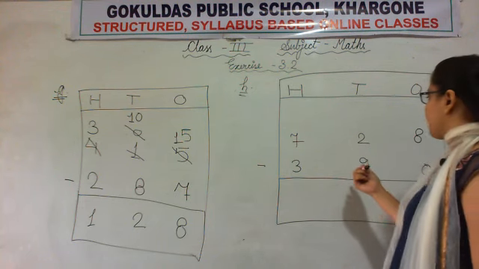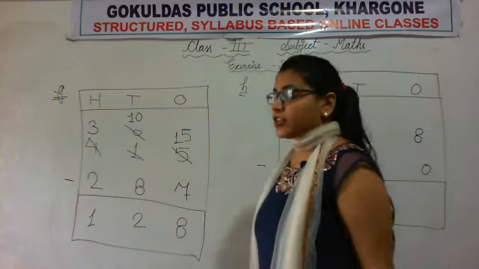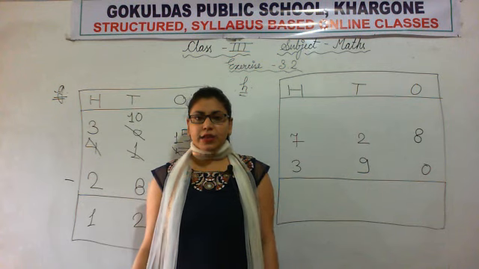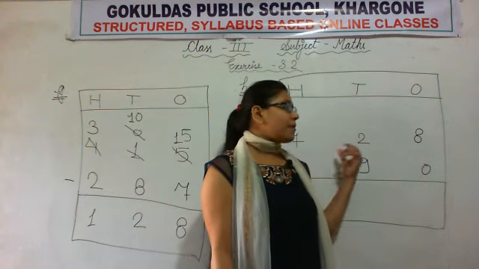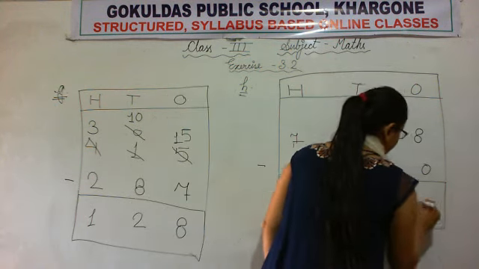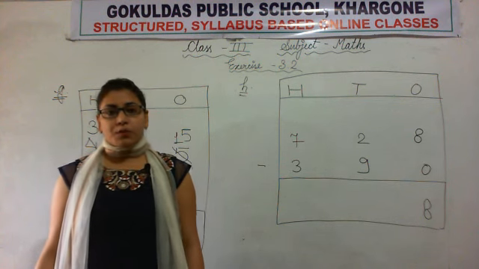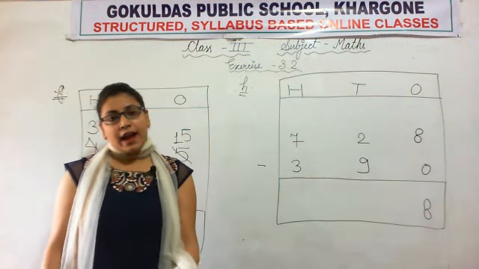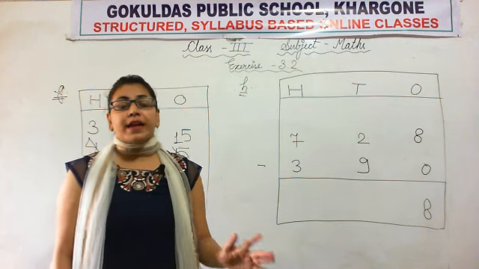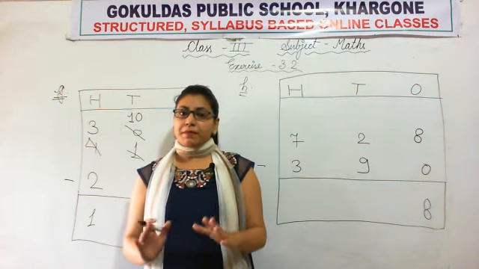Okay, now starting from the ones: 8 minus 0. Remember the subtraction property: whenever 0 is subtracted from any number, the result will be the number itself. So 8 minus 0 is equal to 8, so we will write the number 8. Now 2 minus 9. Can we remove 9 from 2? No. Why? Because 2 is the smaller number and we always subtract a smaller number from a bigger number.